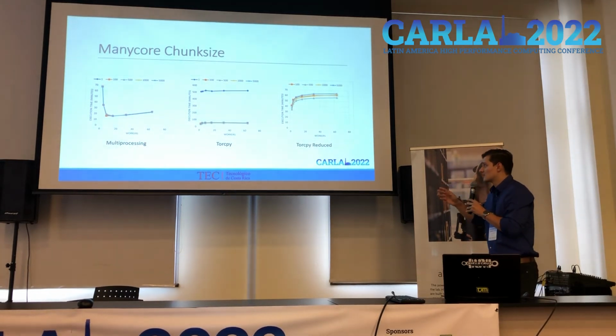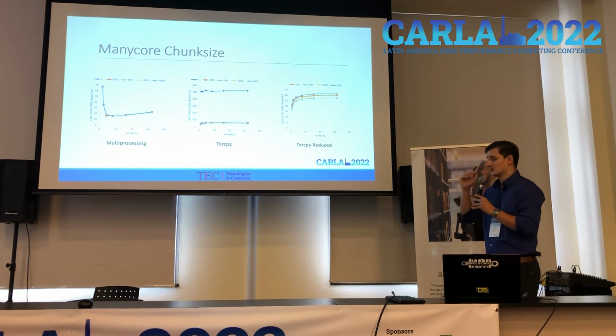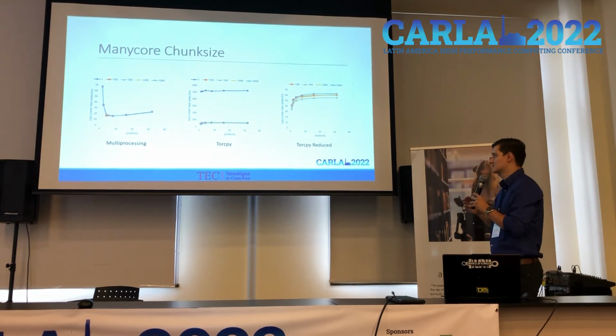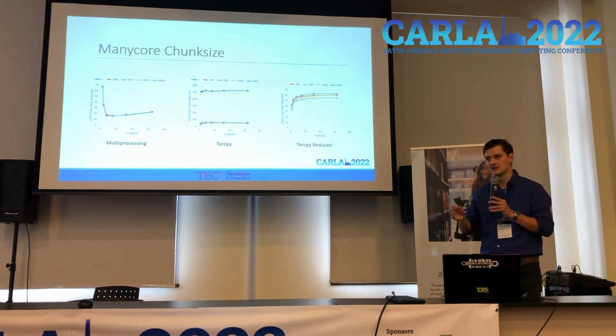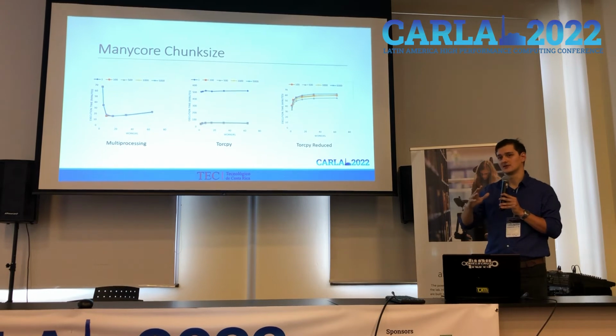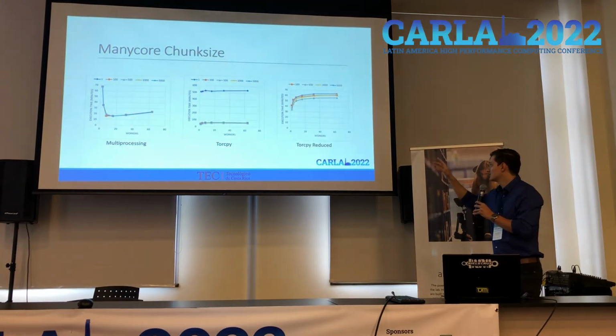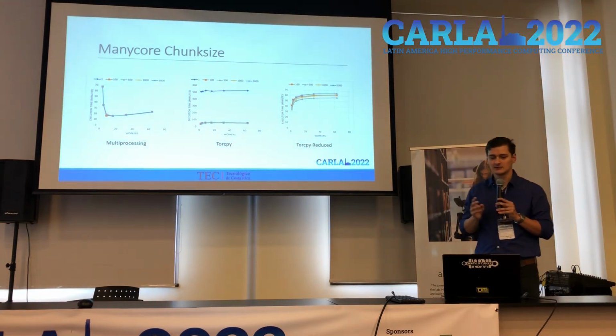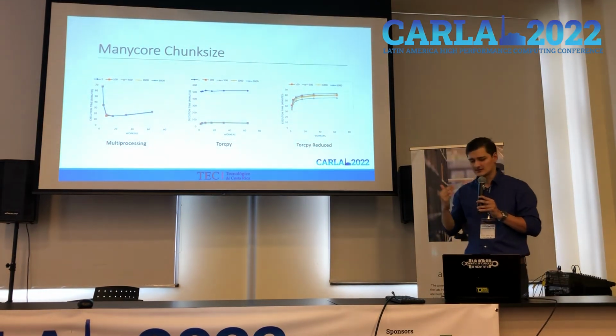And for TORPy, we noticed something interesting: the default value of 1 was actually having higher execution times than some other random values. So we removed this default value and created these TORPy reduced results, from which you can see that the chunk size value of 500 is the one with the least execution time.